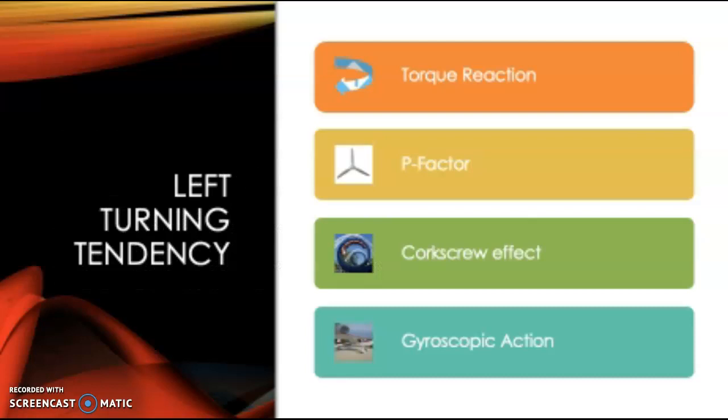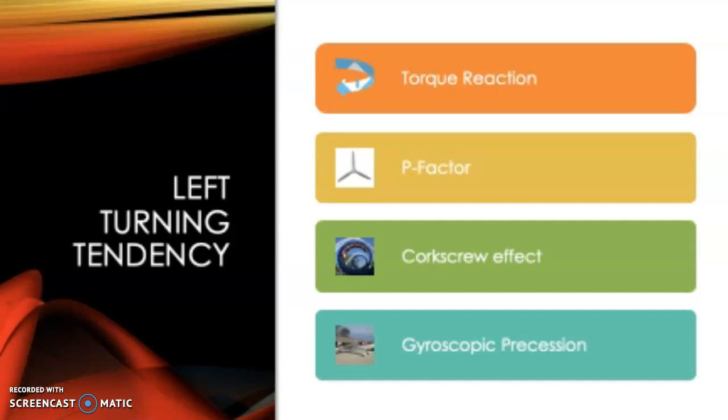Remember those left turning tendencies that I mentioned during climbs? Well, here they are: torque reaction, P factor, corkscrew effect, and gyroscopic precession. I'm sure you're like, what do these mean? Well, let me tell you.